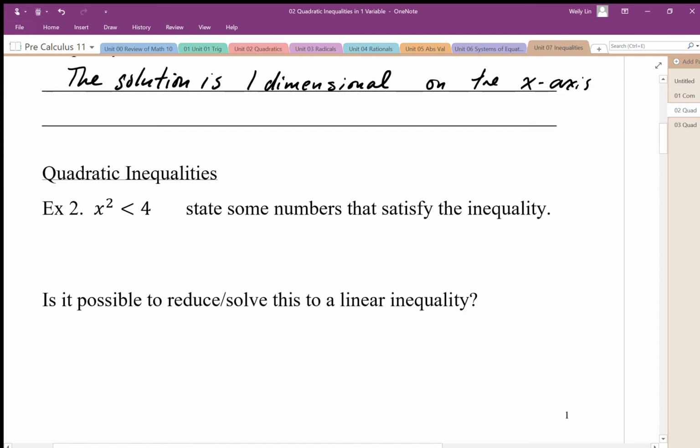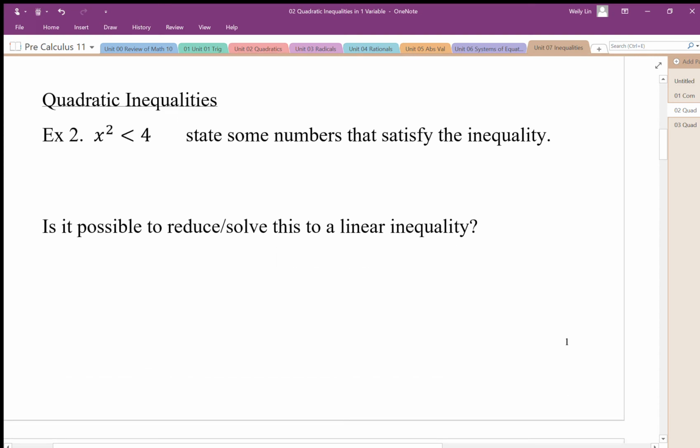Here we have a quadratic inequality. Now, a quadratic inequality is also a one-variable inequality, so the solution should also be one dimension. It's always good to be able to visualize this, so we are going to use a two-dimensional graph to do this. But we can start solving this kind of analytically by just plugging in some numbers. So we can think of some numbers that satisfy this inequality. So x equals 1 would work.